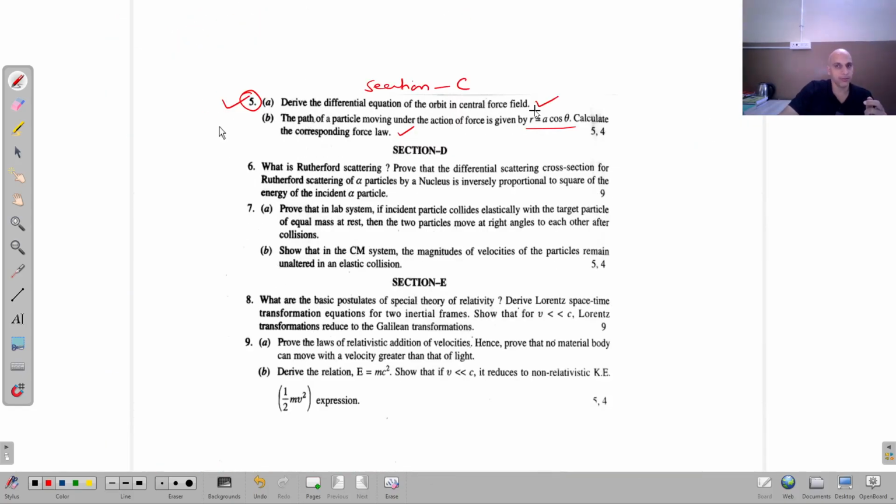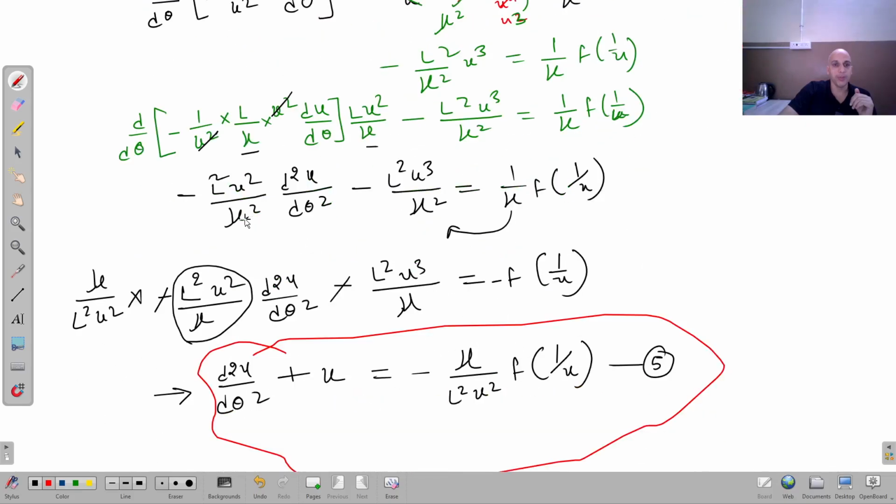Derive the differential equation, we have derived. Now the path of the particle moving under the action of a force is given by r is equal to a cos theta. Calculate the corresponding force law. These types of questions are usually asked; 3 to 4 questions are given in your book. You can go to that and solve these questions. For solving these questions, we have to make use of this differential equation, so the first and foremost thing is that we have to remember it. So now question number 5A is over. I'm going to question number B now, right?